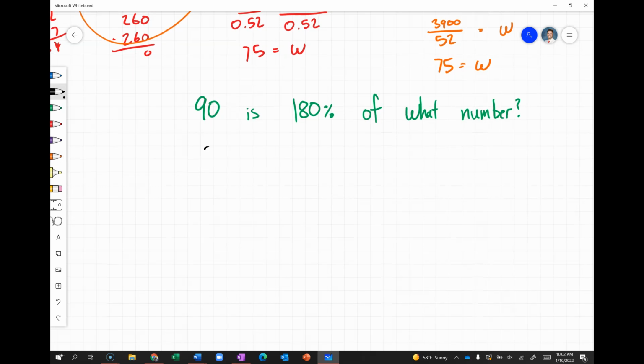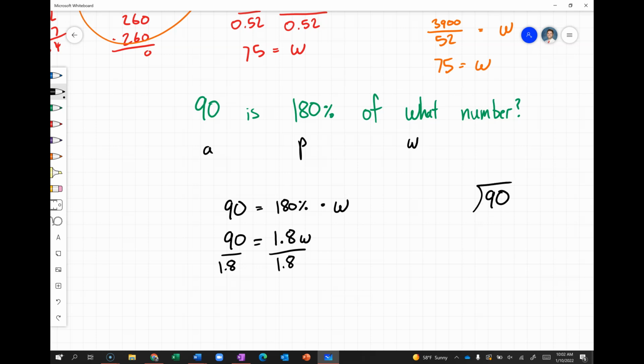90, that's A, is 180 P% of what number? So 90 equals 180% of, or times W. So 90 equals 180%. We want to write that as a decimal or fraction. So that would be 1.8 W. And we solve for W by dividing by 1.8.